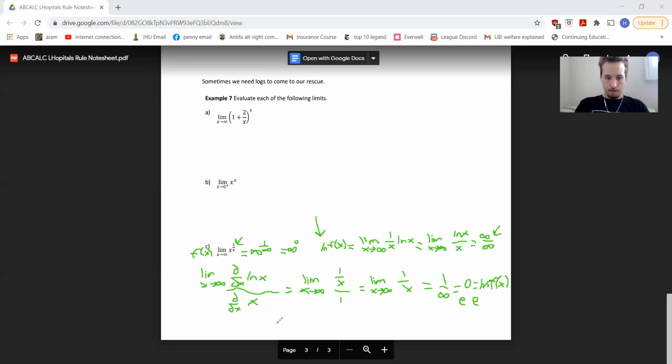you get f of x is equal to e to the 0, which is equal to 1, right? And 1 is equal to the very original problem.